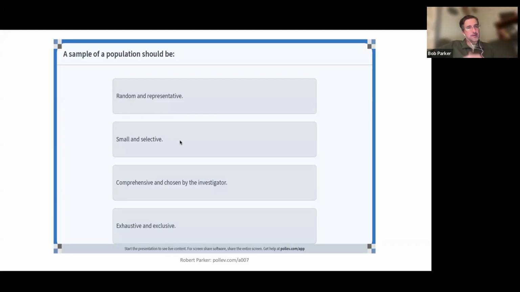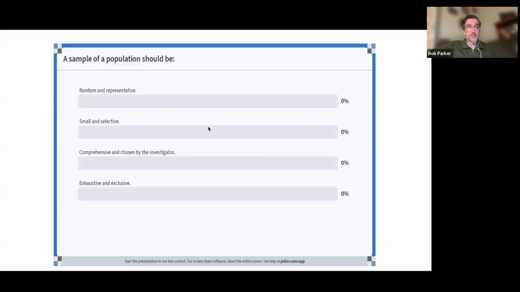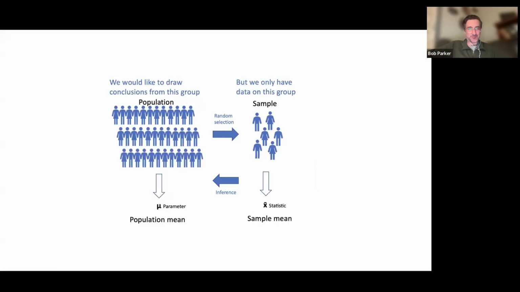Okay, that's locked. Great. Okay, a sample of a population should be random and representative. So there's a couple of buzzwords that go along with a sample. I don't necessarily disagree with the choice comprehensive and chosen by the investigator, but I like my answer better. And it's not necessarily wrong. Sometimes a sample can be small and selective too. But the ideal sample is random and it represents the population. So it's kind of the best answer. But again, we're all learning.